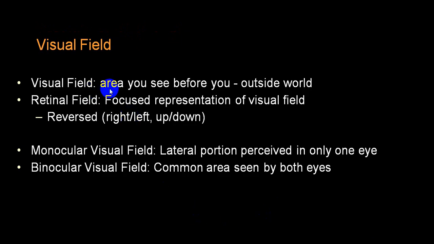The visual field is the area you see before you, that is, the outside world. And the retinal field is the focused representation of the visual field, and it is reversed. Right and left are interchanged and up and down are interchanged. That is in the retinal field. Monocular visual field is the lateral portion perceived by only one eye. And binocular vision is the common area seen by both eyes.